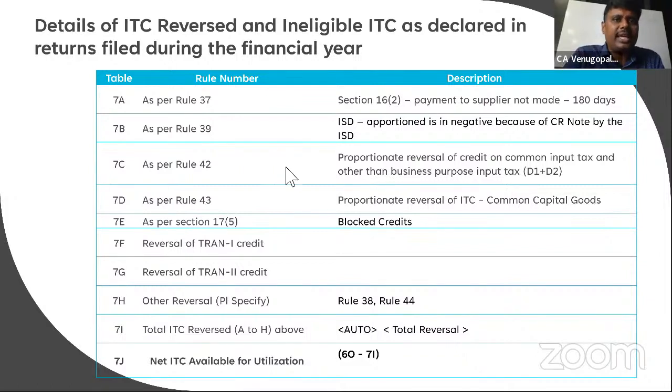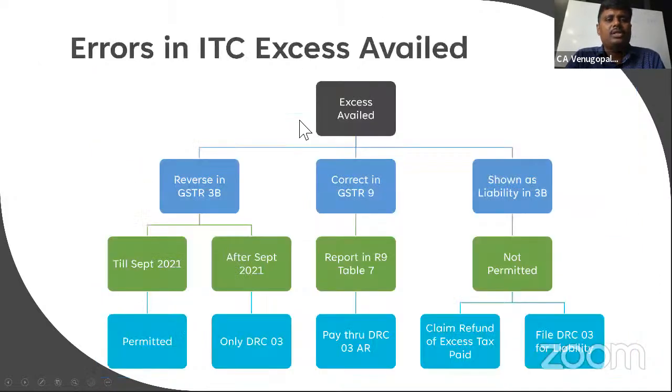What is more key for you to validate is 7J, which talks about how much is the net ITC that you have used or utilized. Like how we have summarized table 6 on input tax credit, let's summarize table 7 on reversals. So in terms of reversals of input tax credit, if you have reversed the input tax credit in the same financial year and it is permitted, you will be able to report it in your table 7.